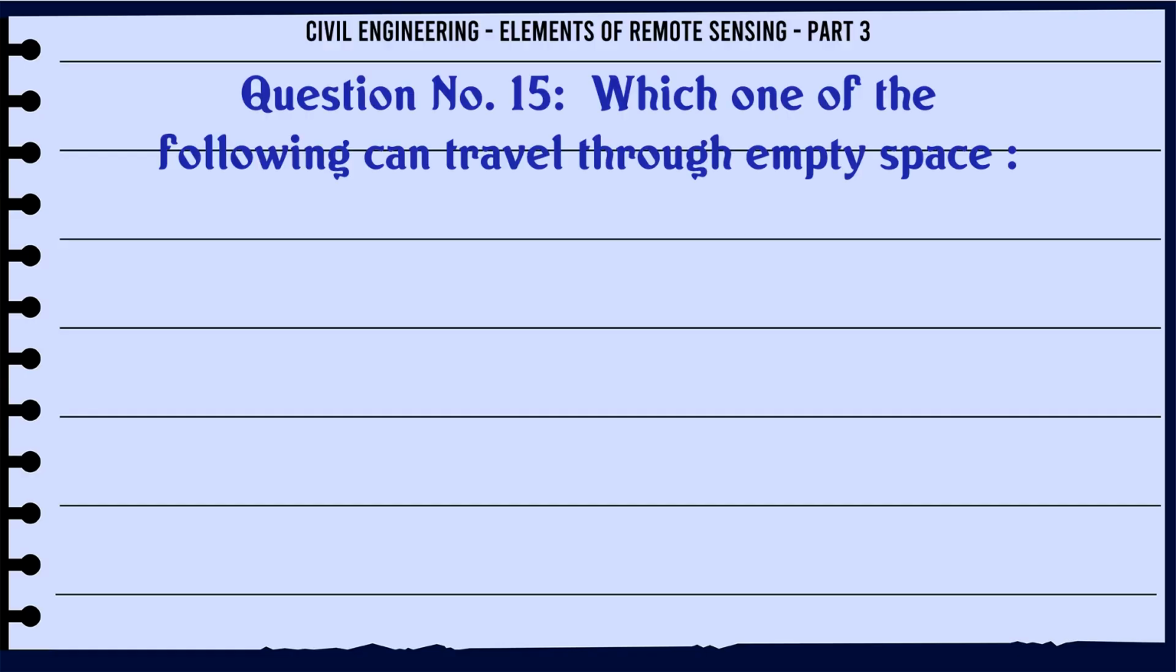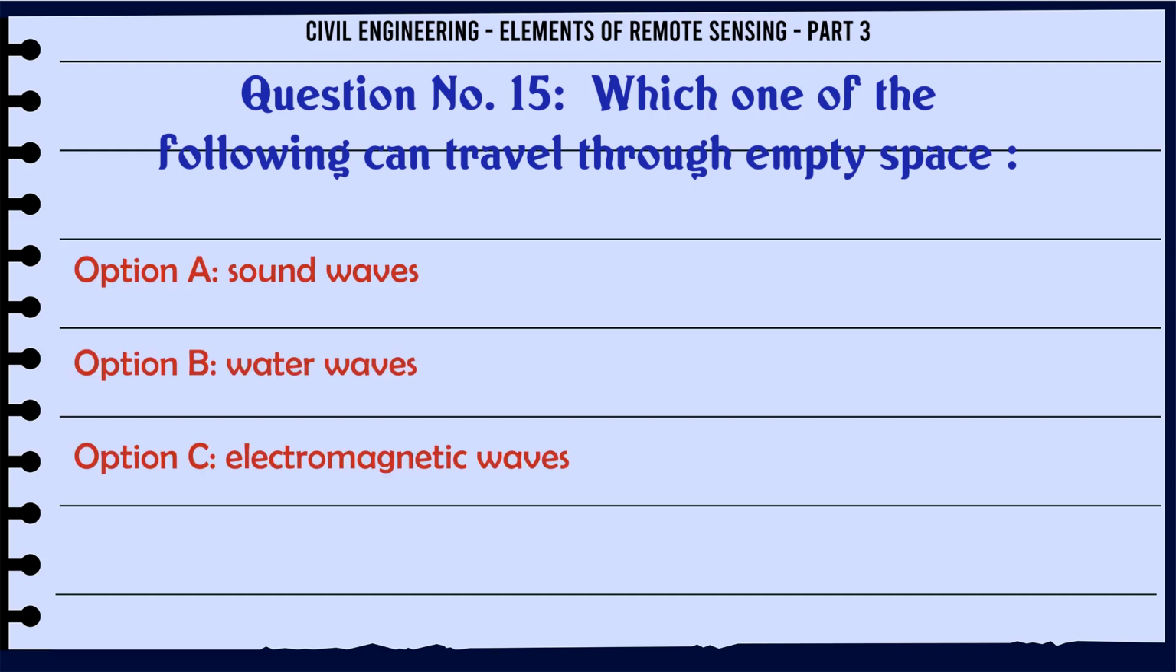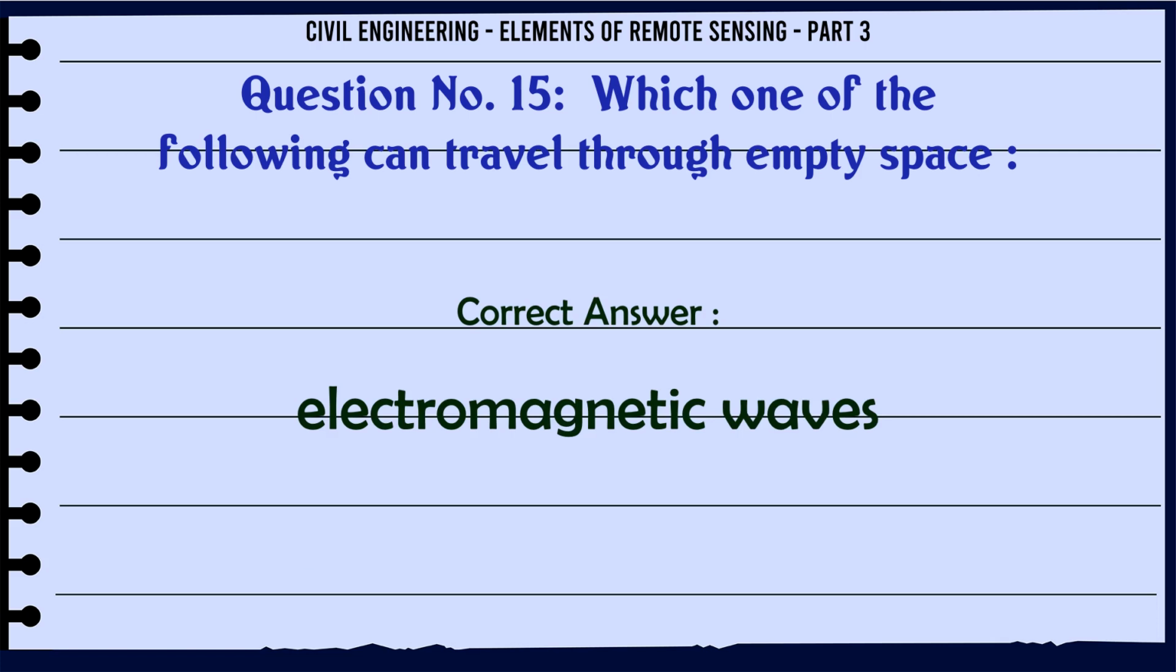Which one of the following can travel through empty space? A. Sound waves. B. Water waves. C. Electromagnetic waves. D. Spring waves. The correct answer is electromagnetic waves.